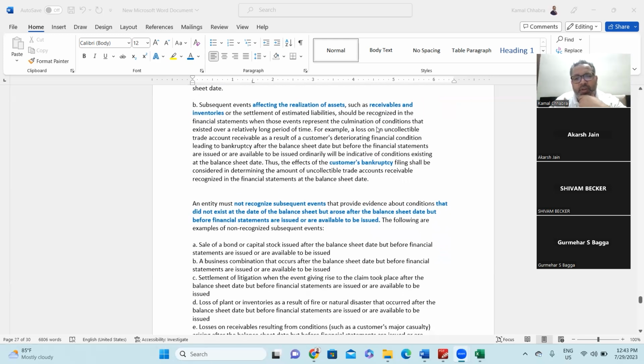Second is a subsequent event affecting the realization of an asset, such as your receivable, your inventory, which we were discussing, and settlement of the estimated liability should be recognized in the financial statement when those events represent the accumulation of conditions that exist over a relatively long period of time. For example, loss of an uncollectible trade receivable, which we were discussing.